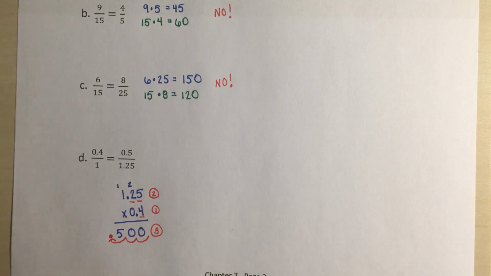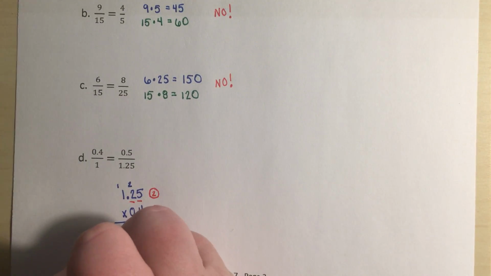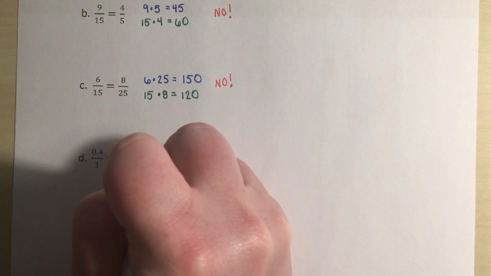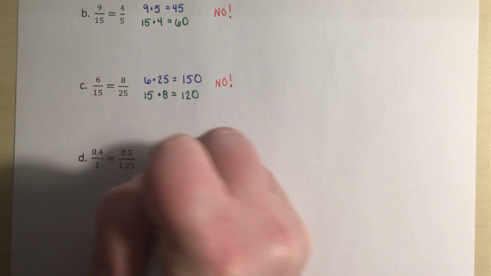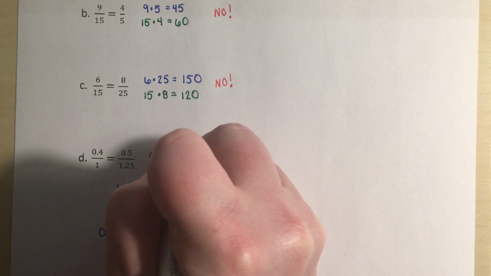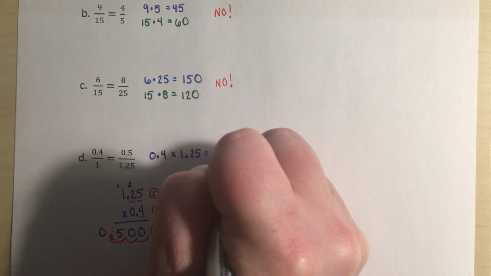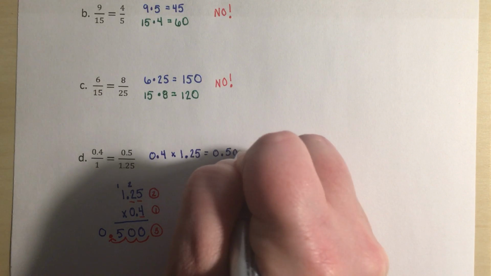We generally like to put zeros before our decimal, so we can go ahead and add an extra 0 here, just so we don't have an empty spot in front of our decimal point. So if we were to write out our product, 0.4 times 1.25 gives us 0.500.